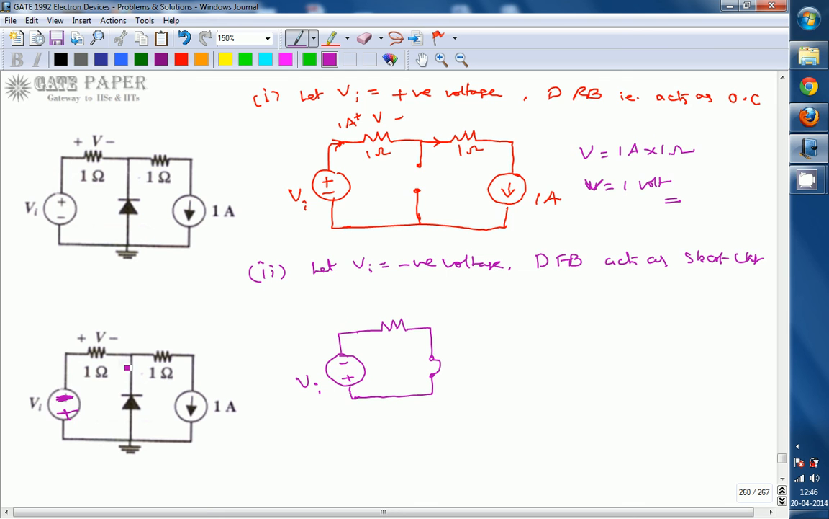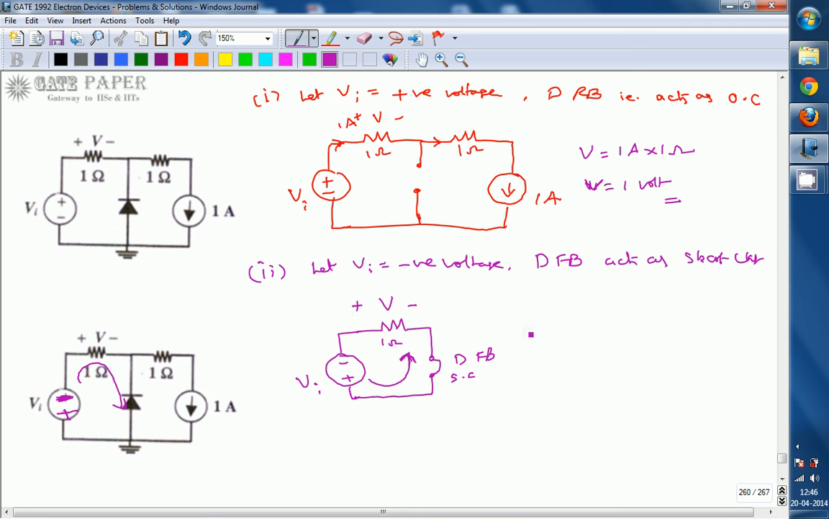Since the diode is a short circuit, the entire current due to Vi flows through the diode and never goes to that 1 ohm resistor. The diode acts as a short circuit because it is forward biased, and under forward bias the current flows from P to N. So the direction of current is in this direction, and the defined voltage is V with plus and minus, and this is 1 ohm.